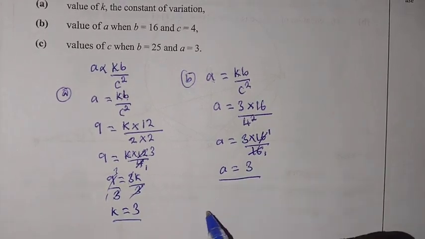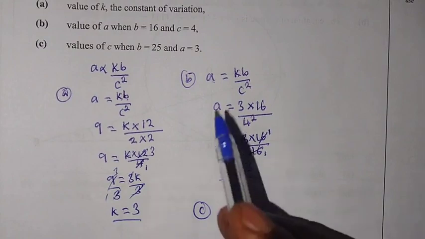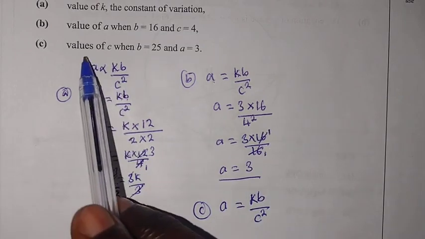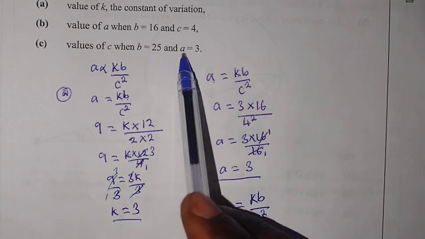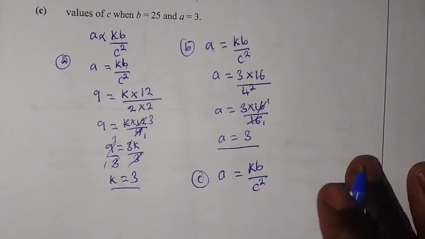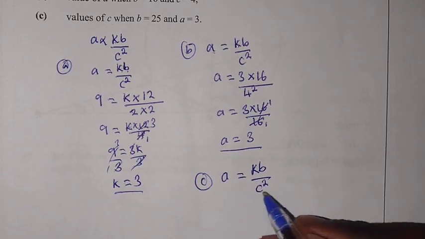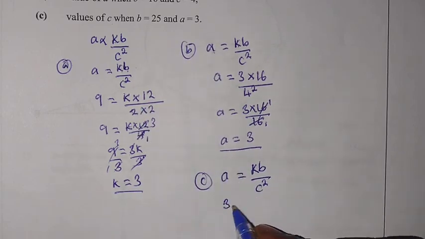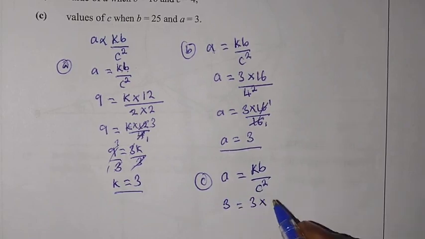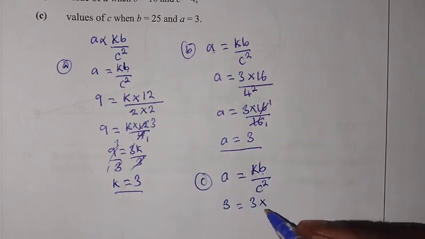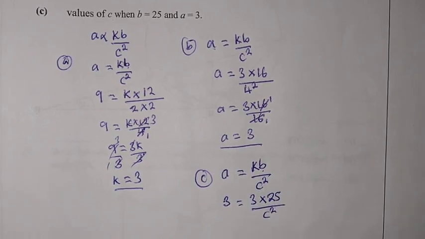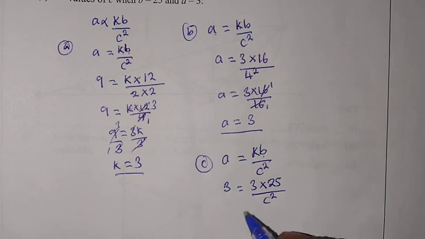Then we can come to (c). I hope we are following here. For (c) again, we are using the same equation, a equal to kb over c squared. They are saying find the values of c when b is equal to 25 and a is equal to 3. So here we find the values of c, meaning that c is going to have two possible values. a is 3, k we know is 3, that's what we found. b they have said is 25, so times 25 over c squared. I hope this is clear.